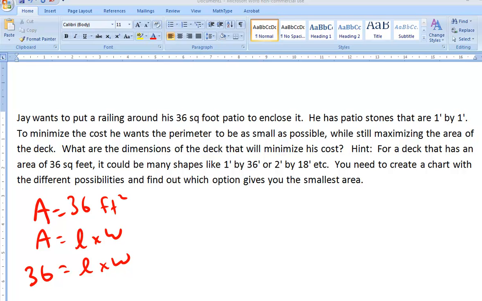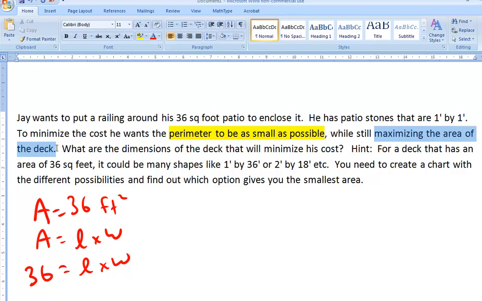Okay, so let's look at this one. We've got a railing that's going to enclose 36 square feet. The patio stones are 1 foot by 1 foot, so we're not going to cut them in half probably, but I guess we could if we wanted to. To minimize the cost, he wants the perimeter to be as small as possible. So that's really important. We're going to have to work at the perimeter somehow, while still maximizing the area of the deck, so we want the biggest area.